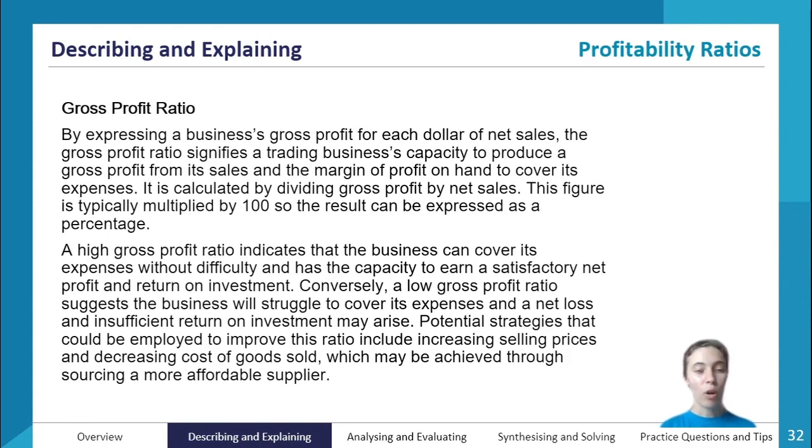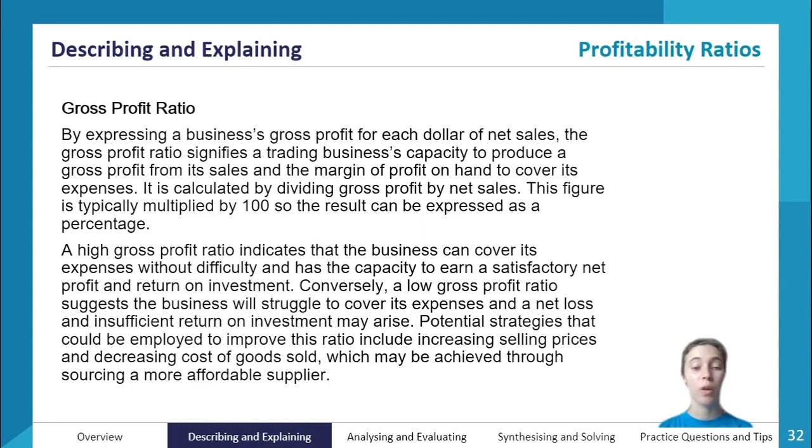Next up is the gross profit ratio. So it expresses a business's gross profit for each dollar of net sales, and it signifies a trading business's capacity to produce a gross profit from its sales and the margin of profit on hand to cover its expenses. So you divide the gross profit by net sales to calculate this. And again, you can also multiply the figure by 100 to then have that percentage result.